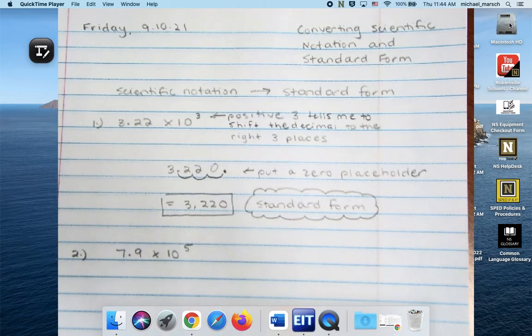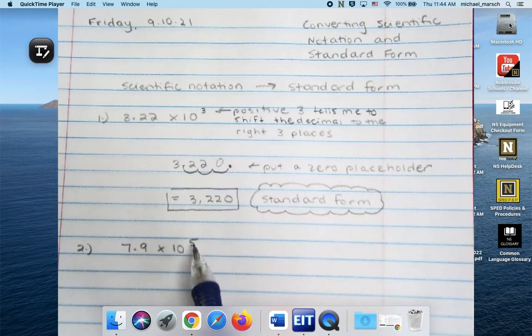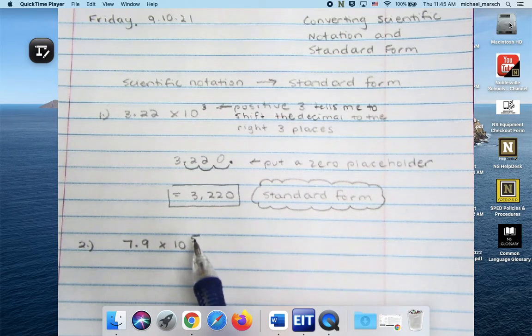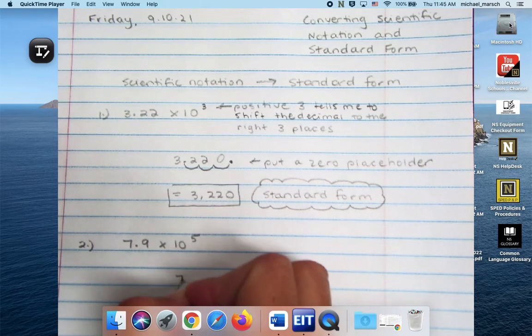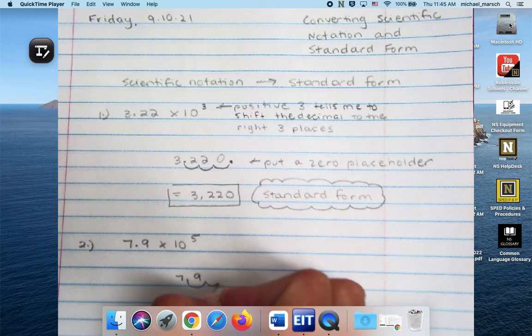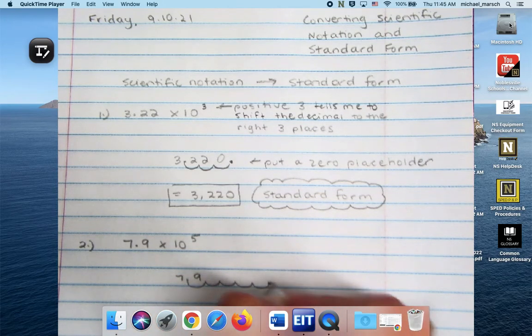7.9 times 10 to the 5th. What does this 5 tell me to do? You have to move the decimal 5 times. 5 places to the right. Yes, exactly. So I'm going to have 7.9, 1, 2, 3, 4, 5. I'm going to put in some placeholders.